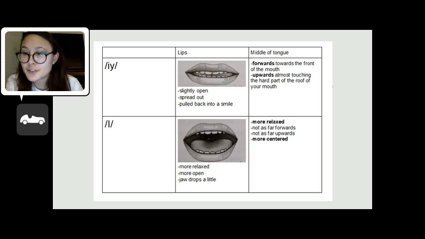So repeat after me. E, E, E. Remember that when you say the sound, the tongue is close to the roof of the mouth. Repeat after me. E, E, E.